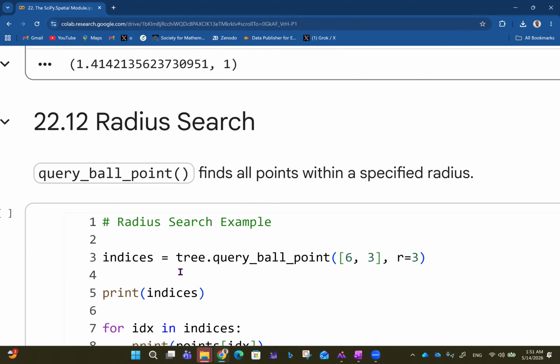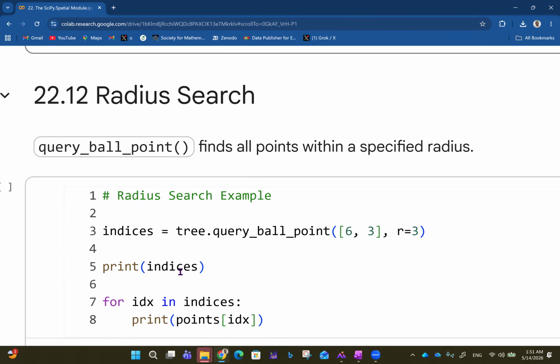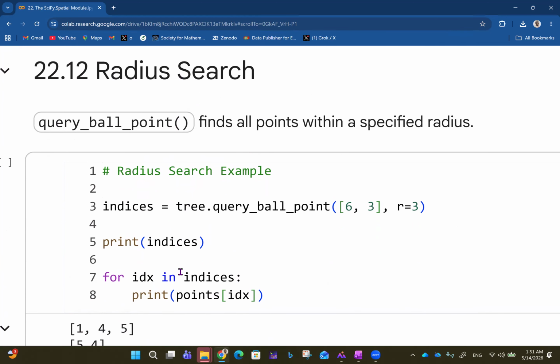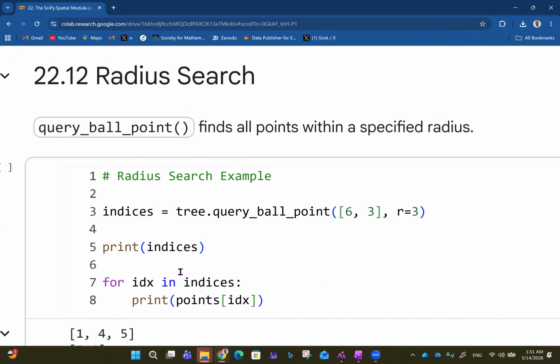So we have radius search. You can use query_ball_point, which finds all points within a specified radius. So it's like, okay, maybe you're looking for accommodation within a radius of 5 kilometers, or within a radius of 2 kilometers from a university campus where you work or where you school. You know, the query_ball_point function can work with that for radius search.